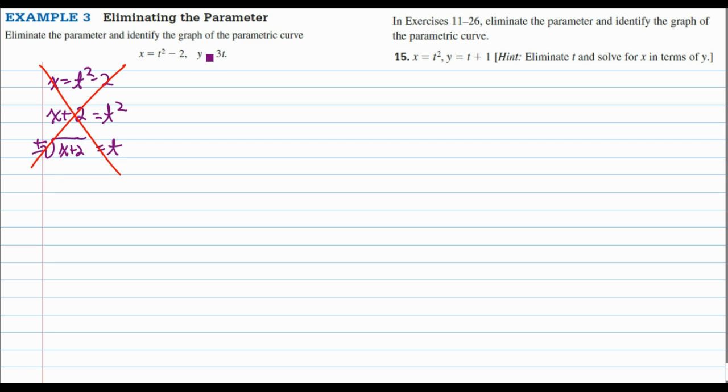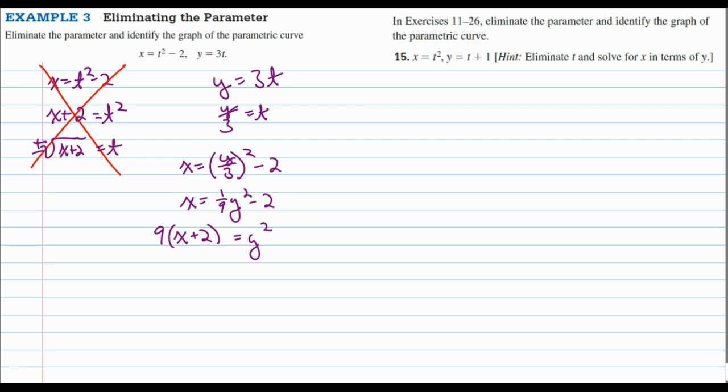Let's take the vertical expression and solve for t. So instead of y equals 3t, we'll say t equals y over 3. And then I can plug in y over 3 for t in the horizontal expression. So now I've got a function not necessarily of y, but of y squared. So let's see, this would be x equals 1/9 y squared minus 2.